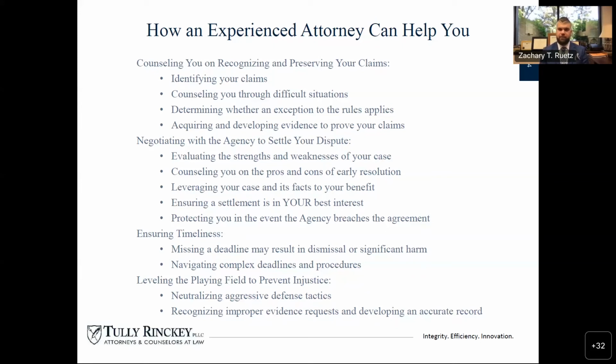Most importantly, ensuring timeliness. This is the most important thing in the EEO process, because missing a deadline could result in your case being dismissed from the EEO process altogether, or significant harm to it where certain claims are dismissed and others survive. There are a lot of complex procedures and deadlines in the EEO process, so it's important to have counsel with you to navigate these things. And then also just leveling the playing field to prevent injustice. You don't want to get in a situation where the agency has a representative and you don't, and they're being unnecessarily aggressive in their defense. And then also recognizing those improper evidence requests, developing an accurate record for the EEO process and the complaint.